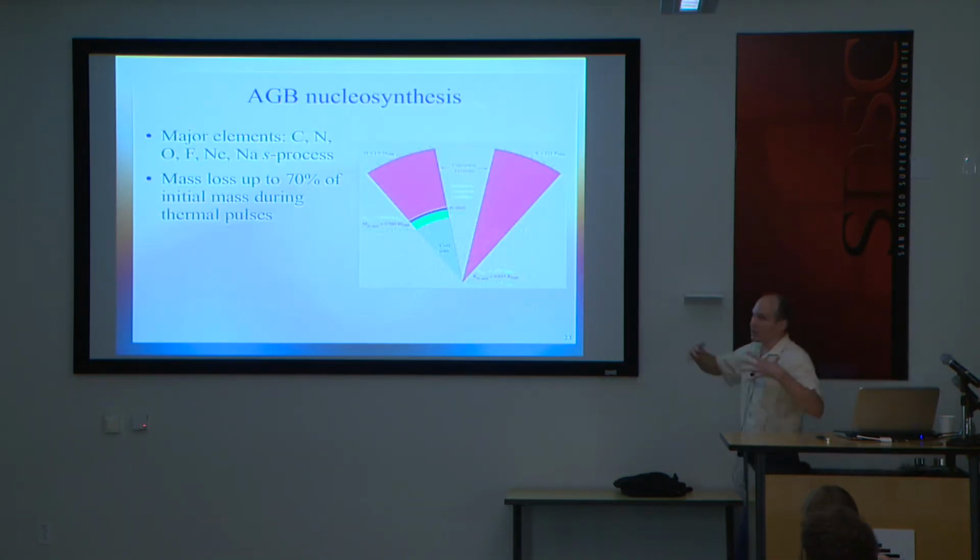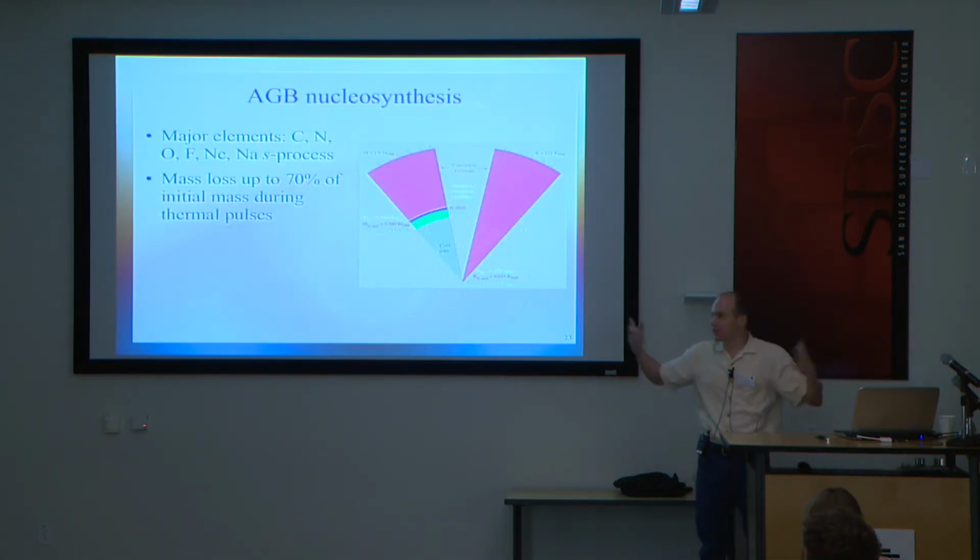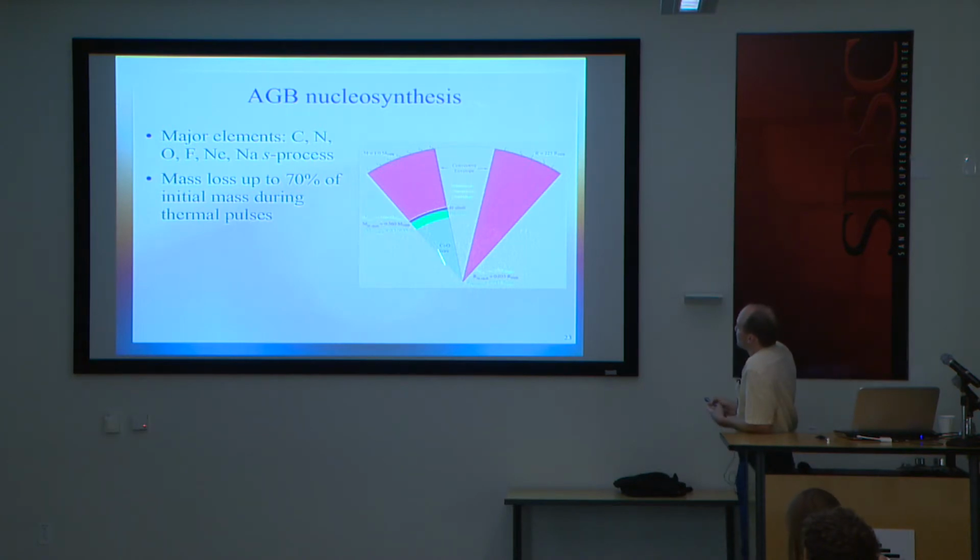AGB stars are these really, really big, puffy things, and this is what one particular AGB star looks like in mass. The axis here is the fractional mass of the star. You can see about half the mass of the star is locked up in a carbon and oxygen core. Then you have a helium burning shell, and then this gigantic convective shell right here, which is about half the mass of the star.